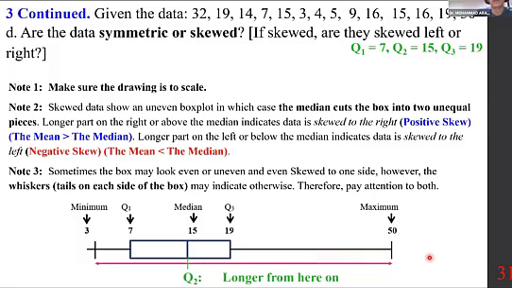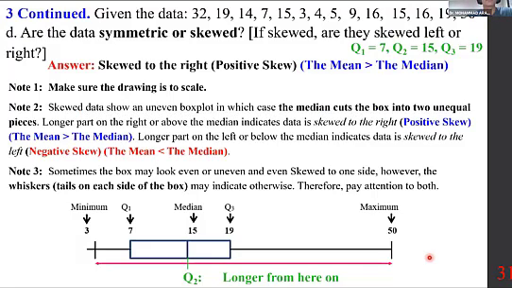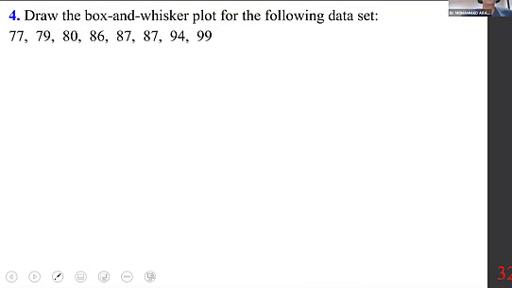Obviously, the right side is longer. Therefore, it is skewed to the right. They also call it positive skew or positively skewed. Either way is fine. We are going to do the same thing here with this data, coming up with the box and whisker plot. First, let's cut it in 2 pieces.